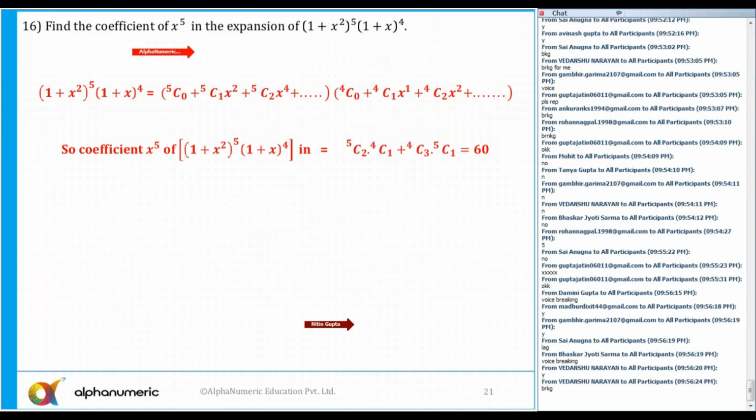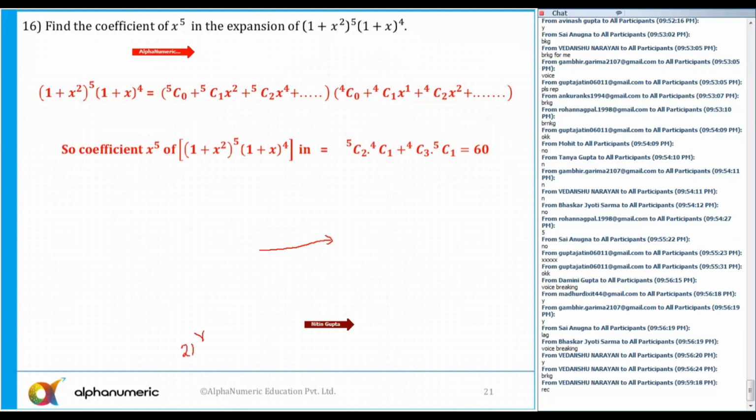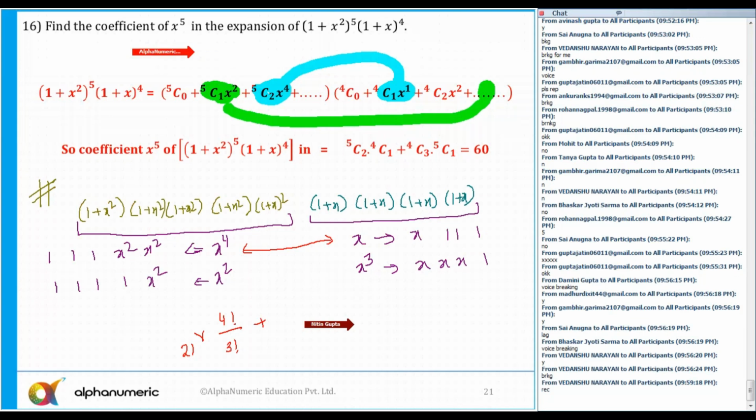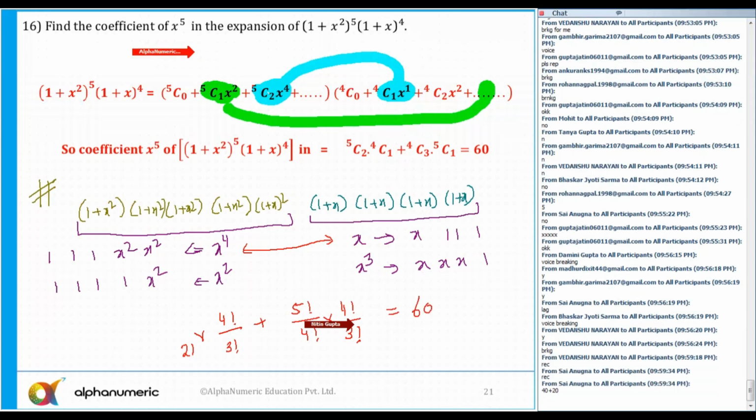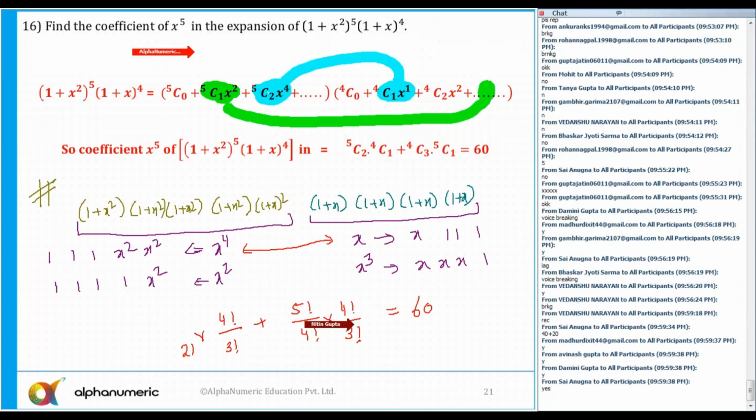So how many arrangements in the first case here? That is equal to factorial 5 upon factorial 3 into factorial 2, into the combination of these two, so into factorial 4 upon factorial 3, plus the second case, factorial 5 by factorial 4 into factorial 4 by factorial 3. Just check whether it is coming out to be 60 or not, all of you. Yes. So that's the answer. So this is another thought process to get the answer.